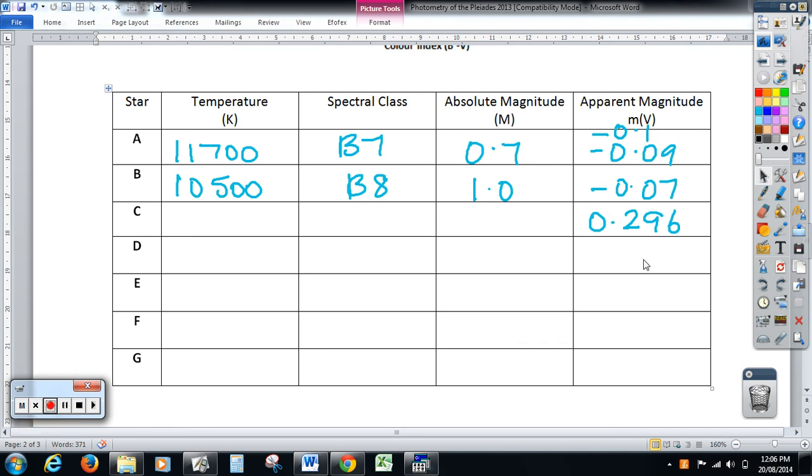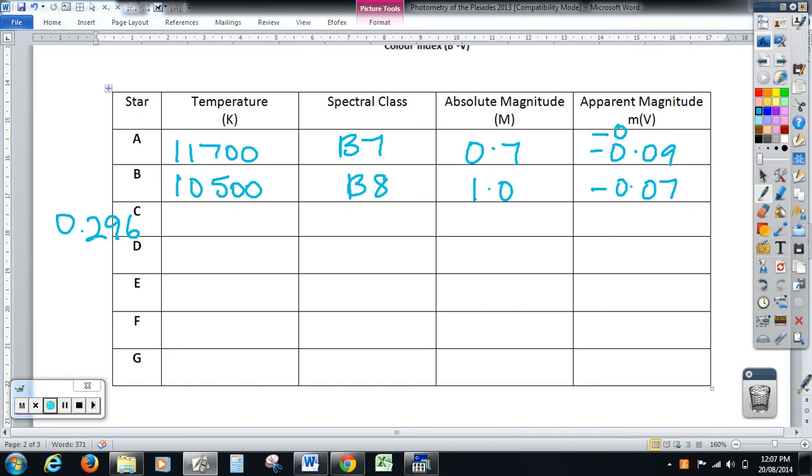I've looked at this other apparent magnitude here. It's a large B minus V. So this is not apparent magnitude. This one was in the wrong place, that one there. Just get rid of that. The apparent magnitude for the C star here was 0.296. Now on our graph, it only goes up to, we're going to do it together.